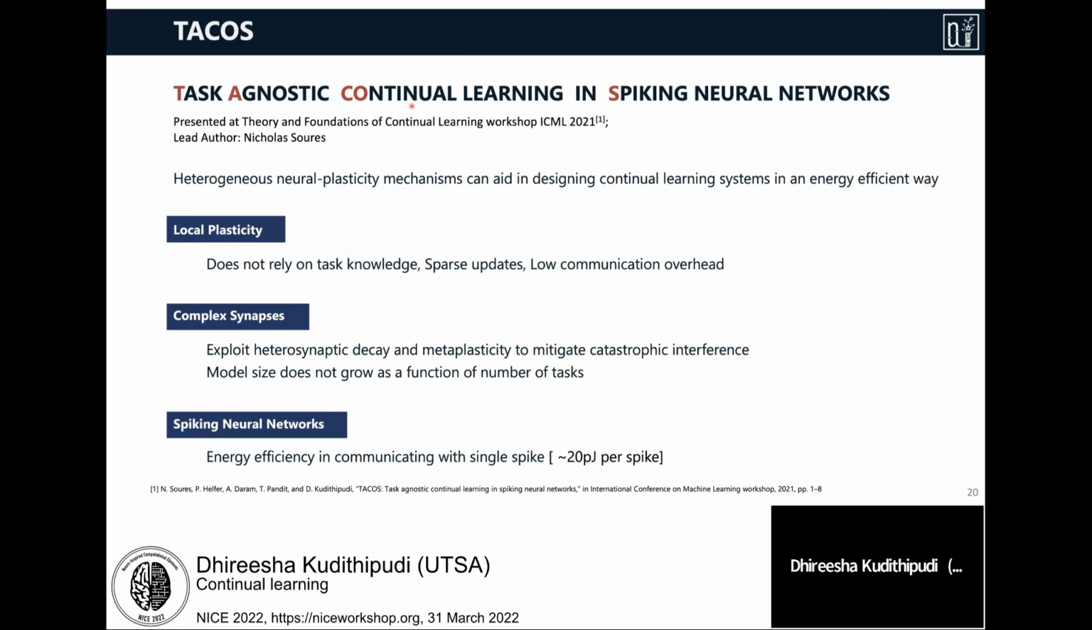particularly in a task-agnostic scenario. So what we did was use this combination of plasticity mechanisms in this model. With spiking neural networks, the idea is that they could offer us more energy efficiency, but also they're more natural for realizing these plasticity mechanisms. The local plasticity mechanisms help us with low communication overhead because we have sparse updates and do not rely on task knowledge. And the complex synapses, which I've talked about, help us with this catastrophic interference.